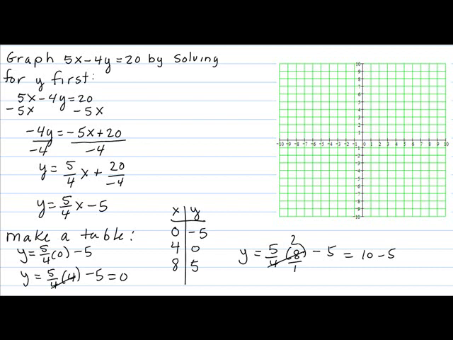So here's 0, -5, 4, 0, and 8, 5. And I'm going to draw a line between those 3 points, and that graphs the equation.